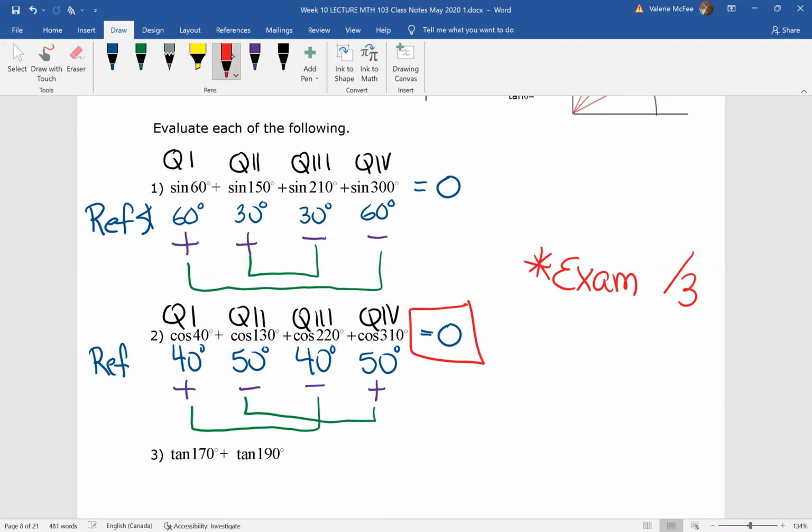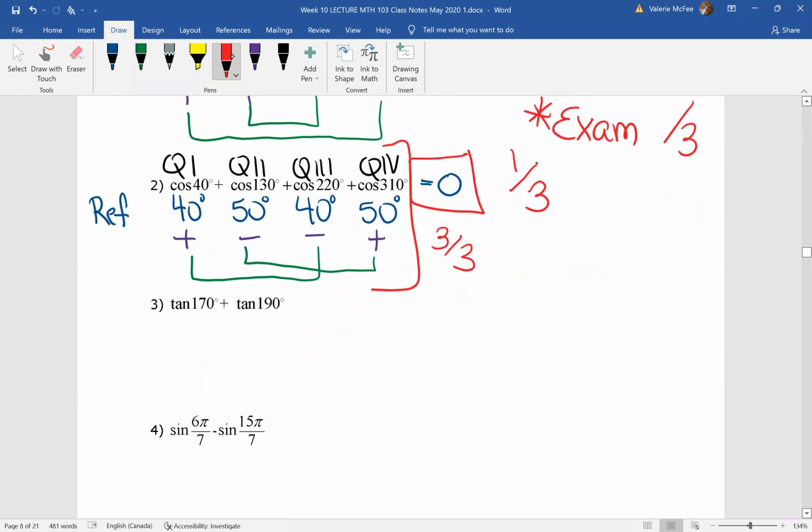If this is an exam question, and let's say it's worth 3 or 4 marks, if the only thing you write is 0, I'm going to give you 1 out of 3. I need to see all of this if you want to get a 3 out of 3. Okay? You need to show me your work. Try questions 3 and 4.